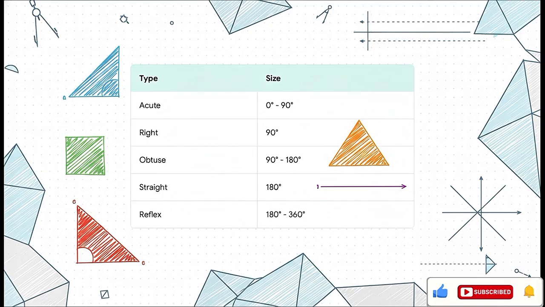Think of these next definitions as our foundational building blocks. Depending on their size, angles get special names. Acute angles are the little guys, anything between 0 and 90 degrees. A perfect right angle hits exactly 90 degrees. Obtuse angles open up a bit wider, sitting between 90 and 180 degrees. A perfectly straight line is exactly 180 degrees. And a reflex angle? That one bends even further, falling somewhere between 180 and 360 degrees.